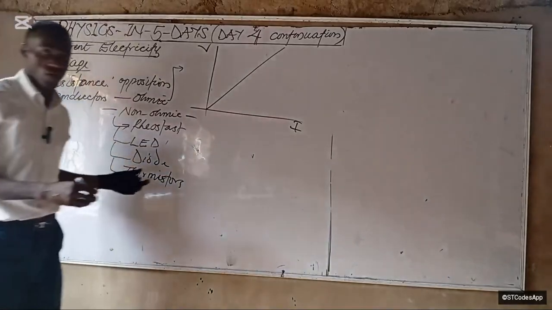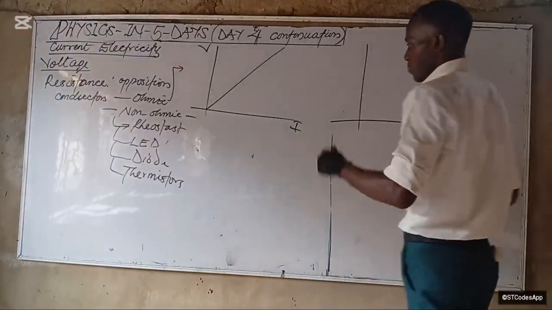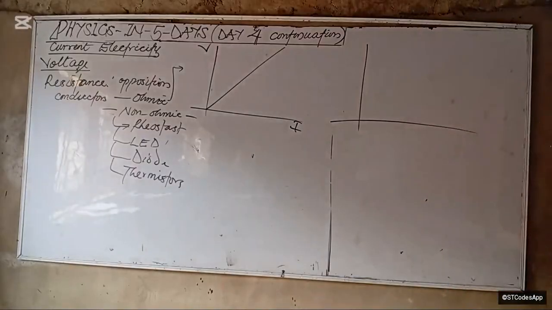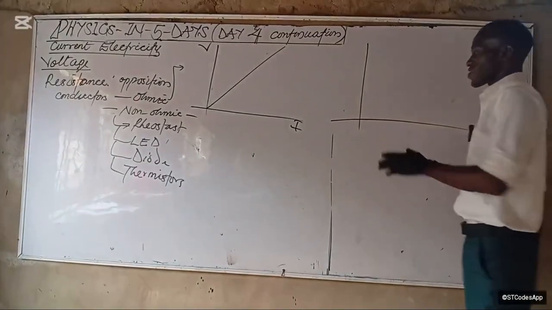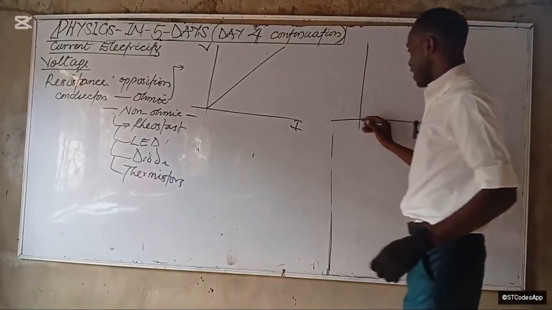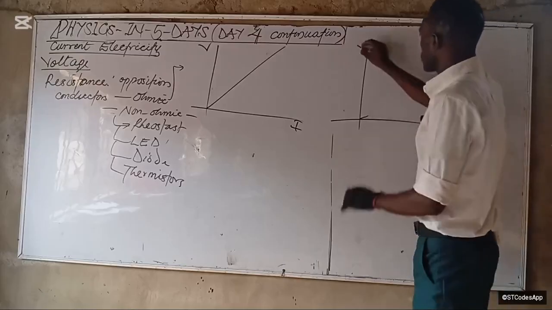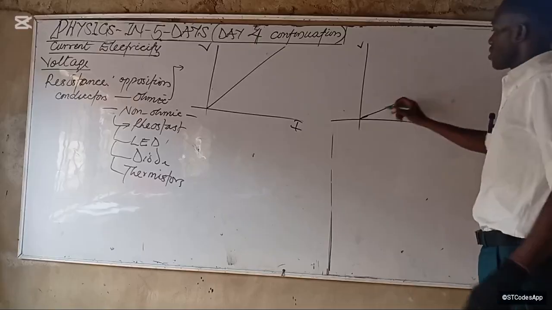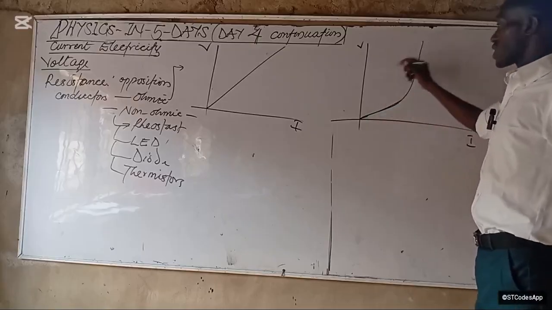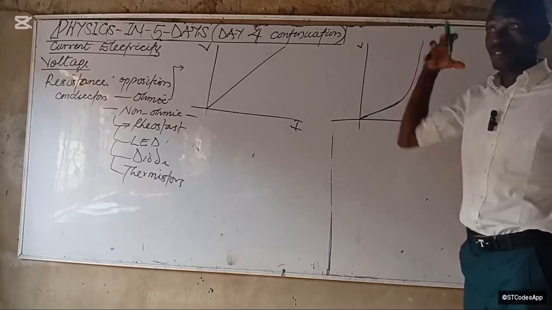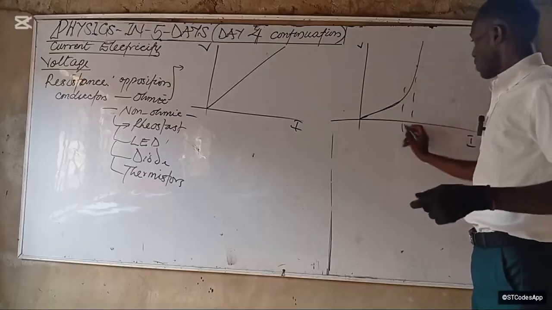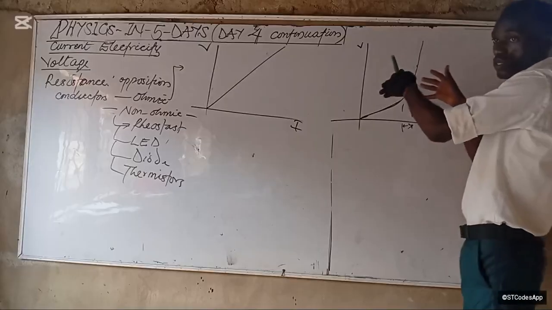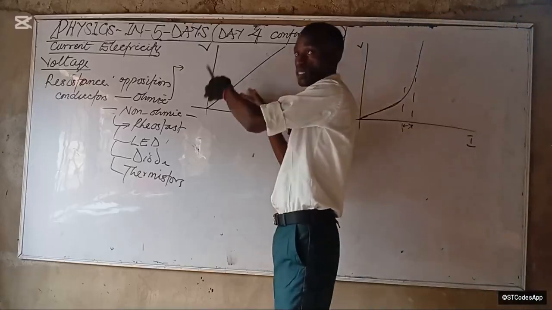So the point is this: for non-ohmic conductors like a diode, for a while the current is going to increase as you increase the voltage. But after a while, we're going to see a steepness like this, so that even as you put in more voltage, it translates to only a very small amount of current. It doesn't give a corresponding amount of current. Is that okay? So this graph represents the graph of what? Non-ohmic conductors, while this one is for ohmic conductors.